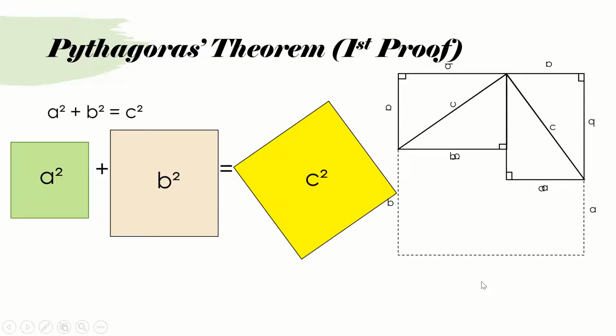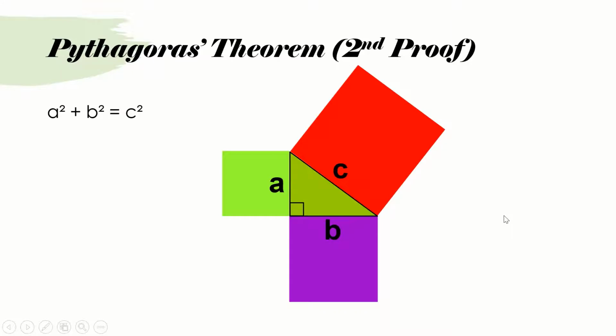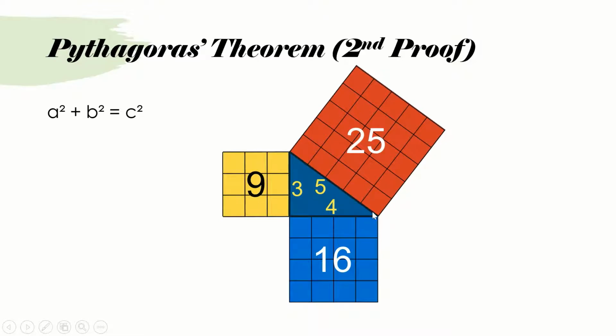Next, the second proof. We have a smaller triangle. The shorter side is A, the other side is B, and the hypotenuse is C. If I were to draw a square on each side of the triangle, the area of the square here will be A square. The area of this will be B square, and the area of this will be C square. So we have put a value to the sides.